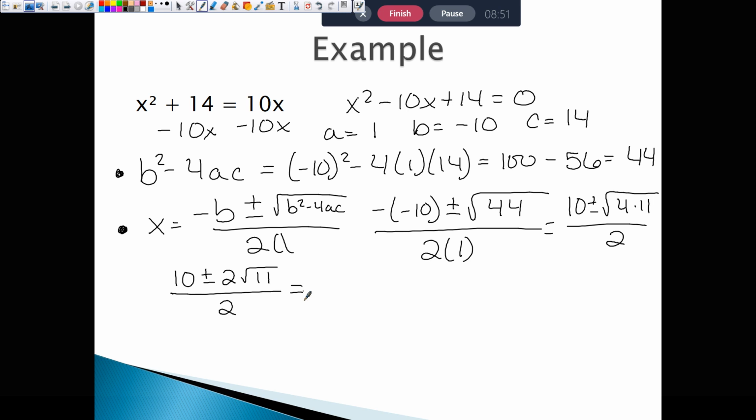So this becomes 5 plus or minus the square root of 11. Okay, this is my exact answer. X equals 5 plus or minus the square root of 11. Okay? We can also find the approximate answer by finding the square root of 11.